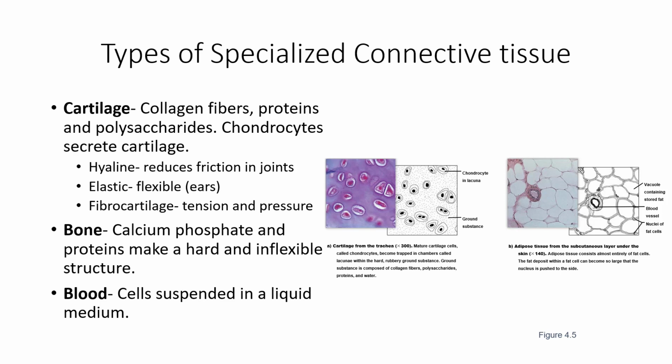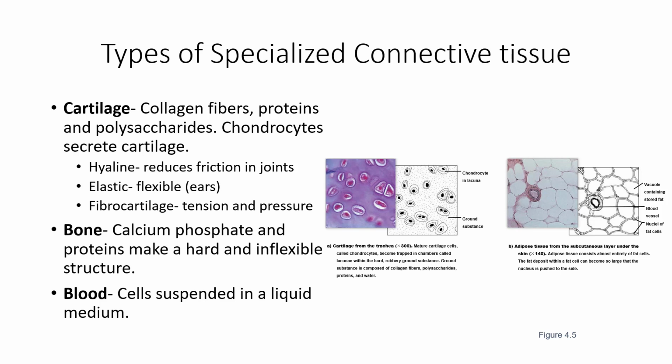The three types of cartilage that you do not have to memorize for this lecture, but might want to be familiar with. There's hyaline cartilage, which reduces friction in joints, elastic cartilage, which is flexible, found in your ears and nose, and fibrocartilage, which can undergo tension and pressure, found in the discs of your spinal column. This is found between those bones of your spinal column. You find the fibrocartilage, which can withstand tension and pressure.